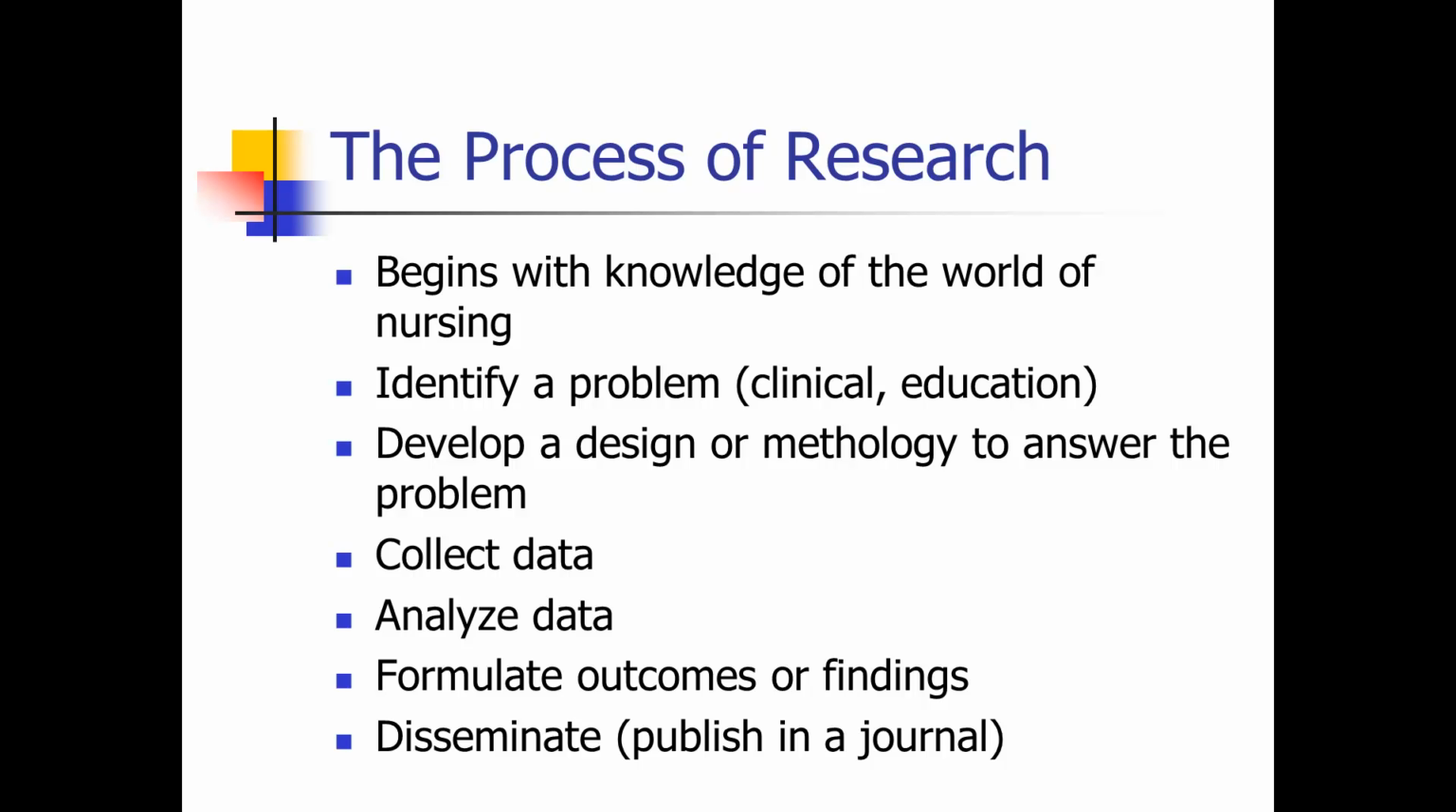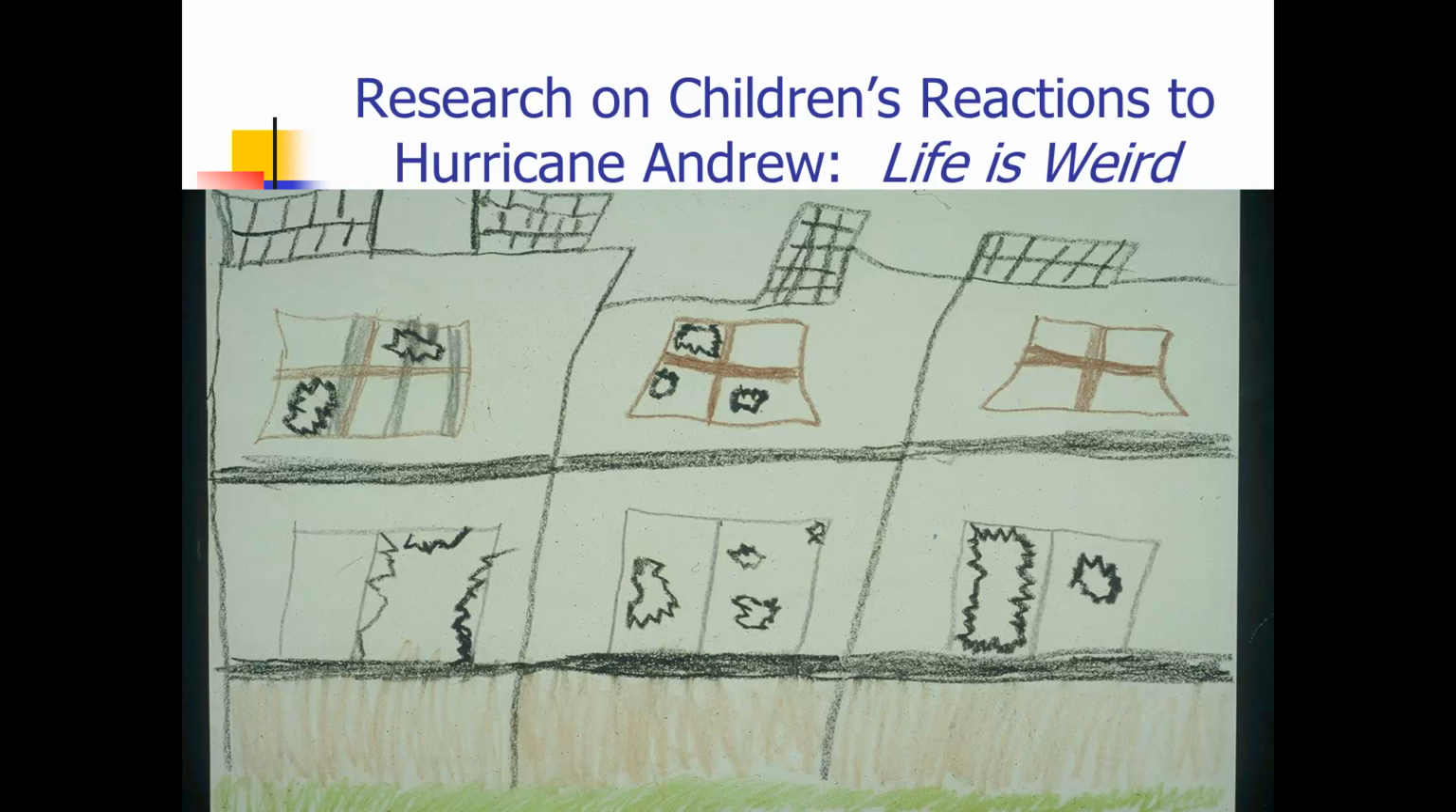What kind of process is another good word for methodology. Sometimes you hear people say method. Collect data, analyze data, then formulate outcomes or findings, and then hopefully disseminate and publish in a journal or some sort of magazine. Websites are now being used a lot, just because it can be quite hard to publish in a journal.